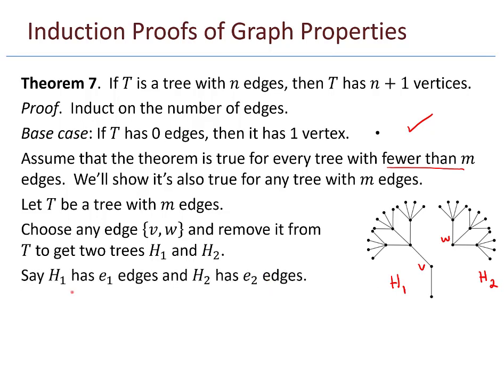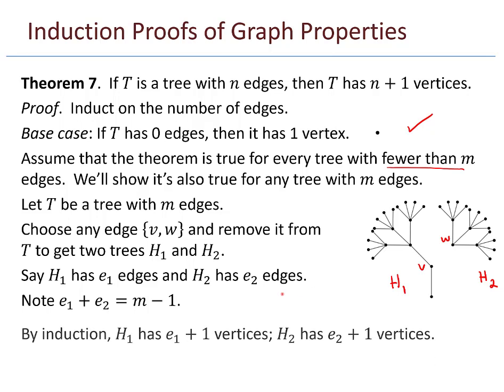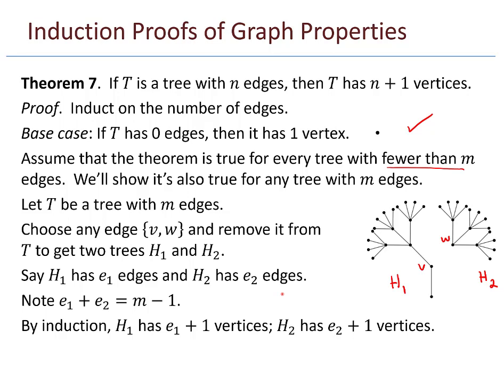So H1, let's just call the number of edges there E1. And H2, let's say that it has E2 edges. Now I know what E1 plus E2 is. The total number of edges is going to be 1 less than the m I started off with, because I, of course, erased the edge that connected the two parts. But I also know by induction how many vertices each component has.